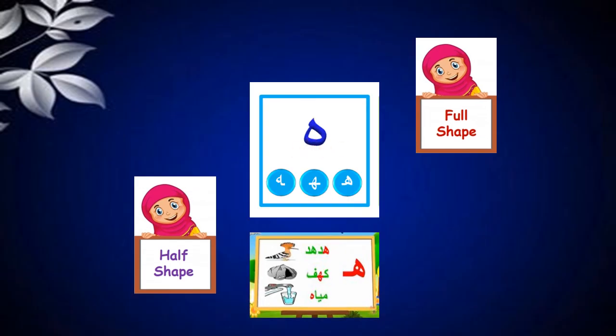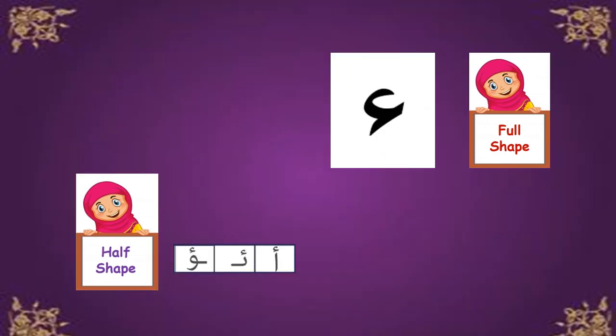Letter Ha. Ha also has three proper shapes. This is the starting shape, this is the middle shape, and this is the final shape. This is the letter Hamza. Hamza also does not have any specific half shape, because when a harkat comes on alif, we call it Hamza. So it changes its shape accordingly.